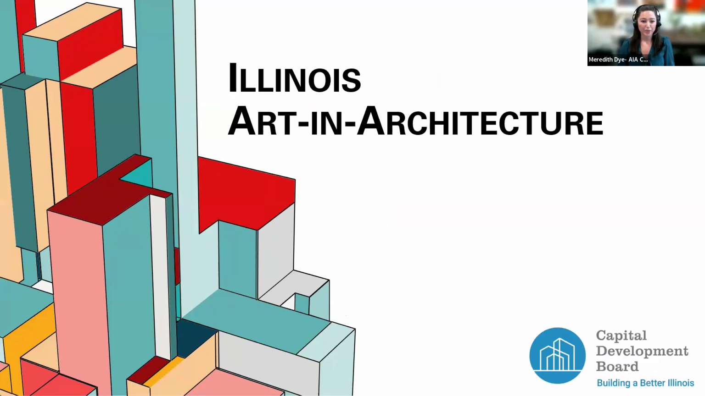Good morning, everybody. I am Meredith Dye, the Art and Architecture Coordinator for the Capital Development Board. I have been with this agency for 3 years. I am based in Springfield, but manage projects throughout Illinois. A little bit of background about me: I have my bachelor's and master's in art education. I taught middle school art for 6 years, and I used to remodel homes with my husband.